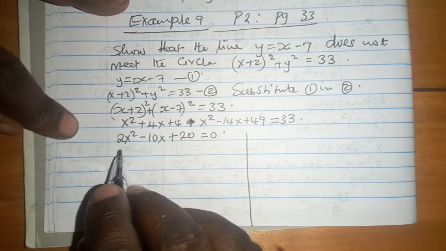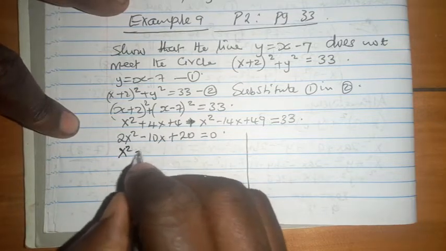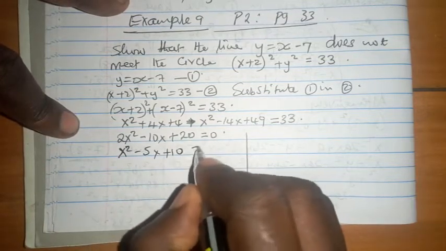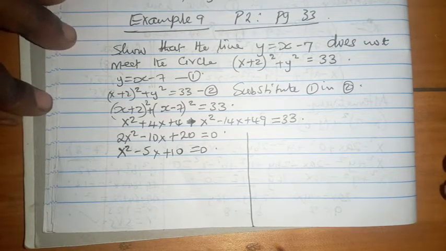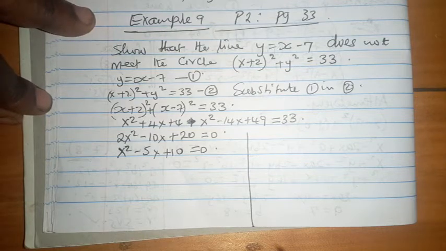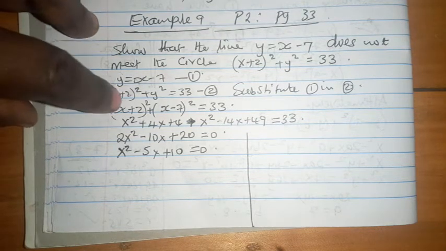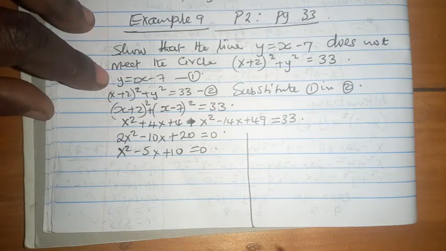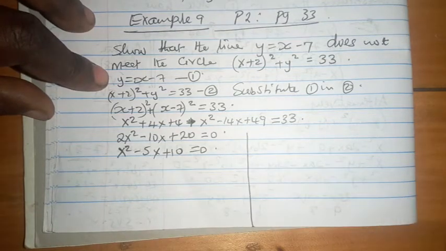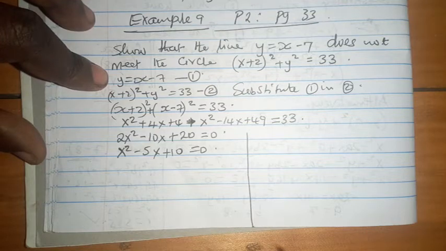But before we can go further, we can see that we can divide throughout by 2 to have x squared minus 5x plus 10 is equals to 0. We may try out the factorization method, but it is difficult to get two numbers we multiply, they give us 10, and two numbers we add, they give us a minus 5. They are not there. At least they are not whole numbers. So quickly, we need to resolve to the quadratic method.